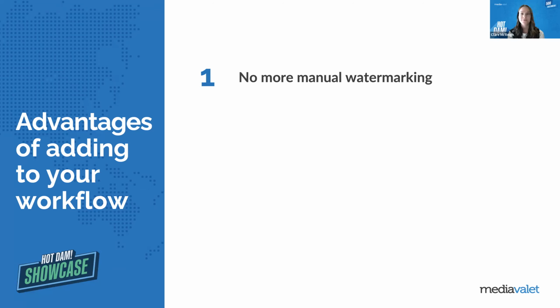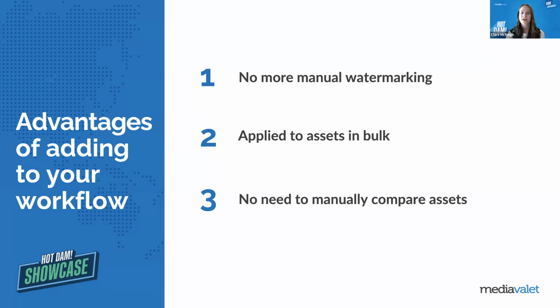There's no more manual watermarks, which reduces the chance of human error. You can apply it to assets in bulk. Every asset goes through the automated process, which eliminates the need for manual intervention, freeing up your team's time for other important tasks. There's no need to manually compare assets. Instead of manually comparing content or relying on visual cues, the automated detection system ensures that the asset tracking is extremely reliable and very fast. So by adding this integration to your workflow, you'll reduce the chance of human error when applying watermarks. You'll free up your team's time to complete other projects. And there's no need to manually compare potentially leaked assets since the automated system does it all for you.